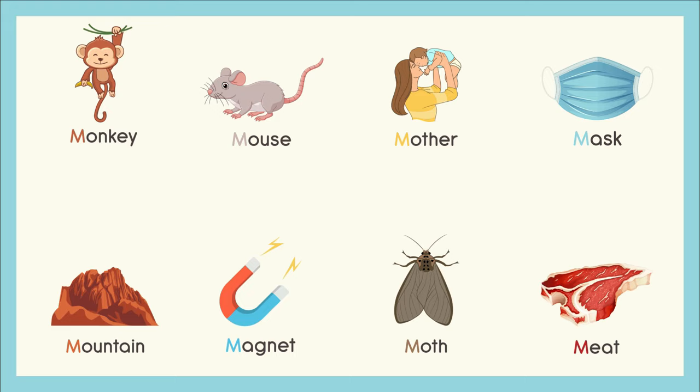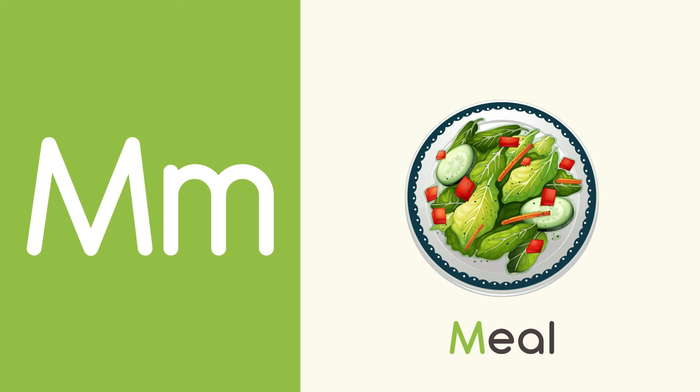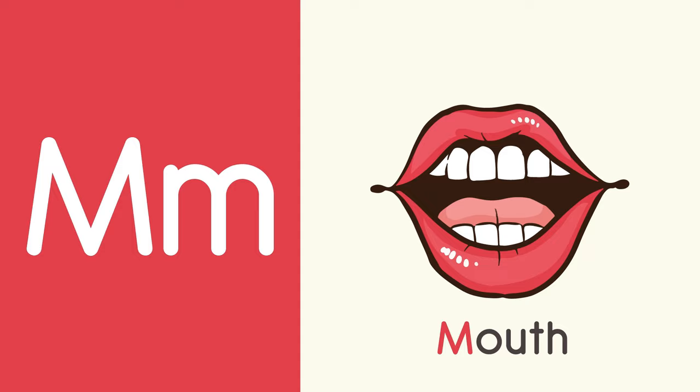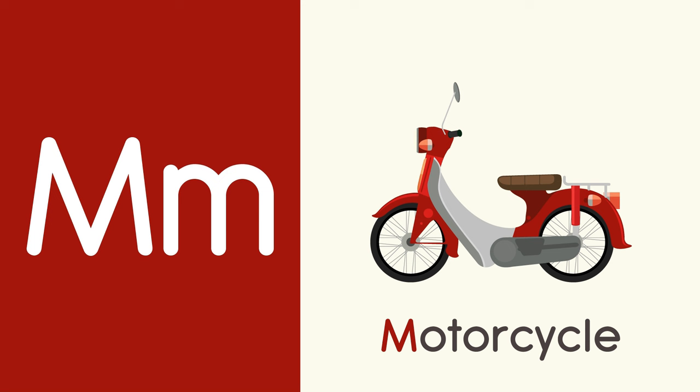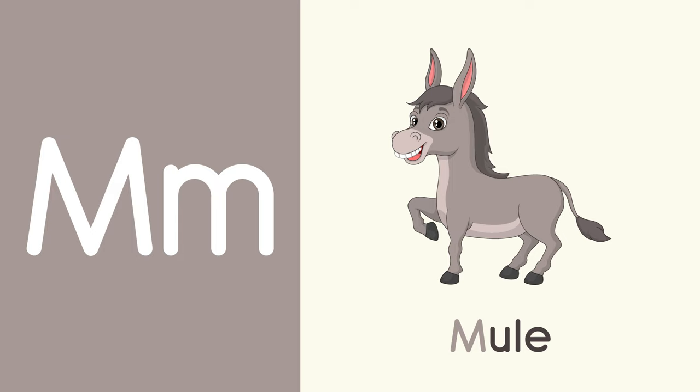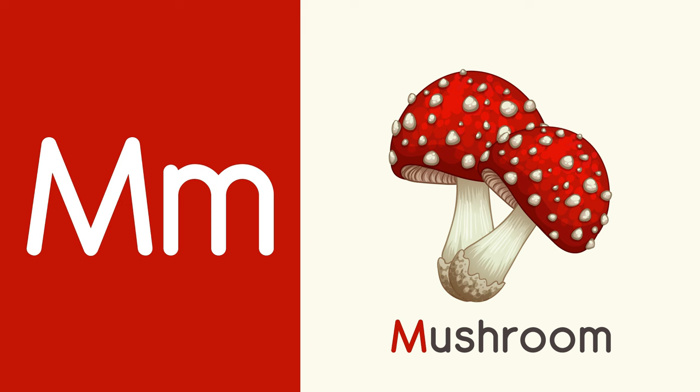M is for macaw. M is for meal. M is for moth. M is for map. M is for motorcycle. M is for mule. M is for mud. M is for mushroom.